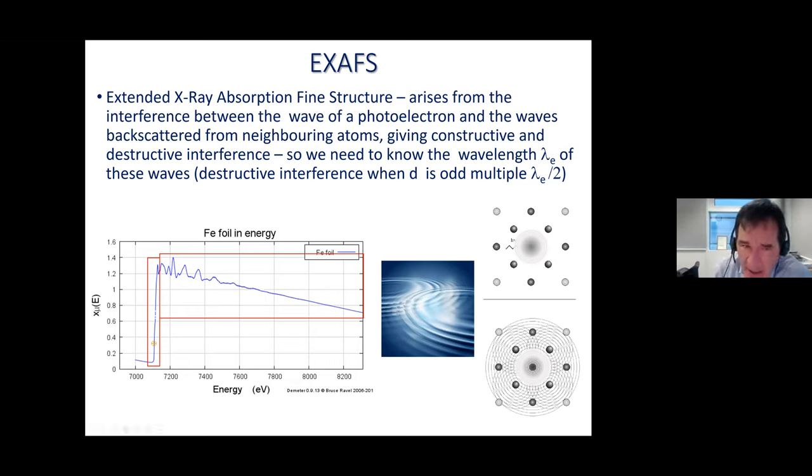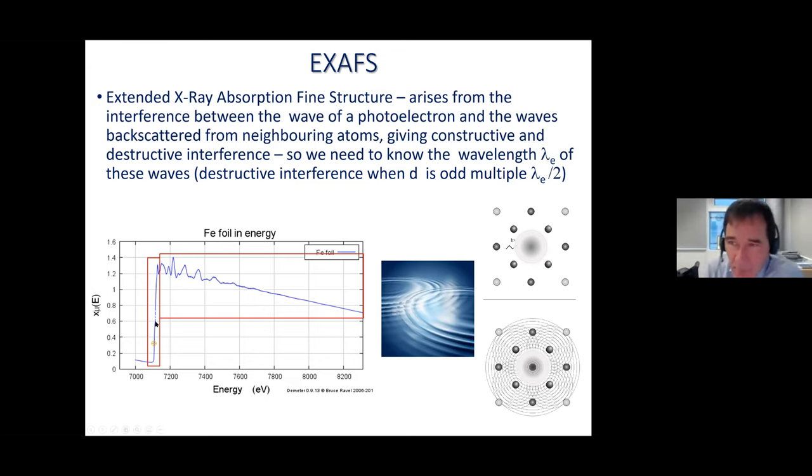So by being able to measure where these peaks and troughs are, you can infer what the spacing of the atoms in the material is that has given rise to this photoionization event. And of course, this is specific. This only arises from the photoionized electrons from the iron atoms.